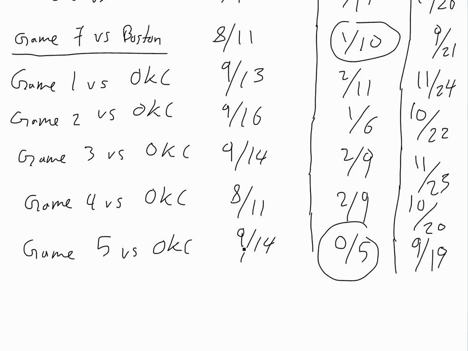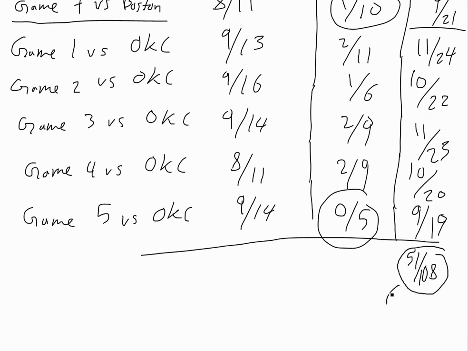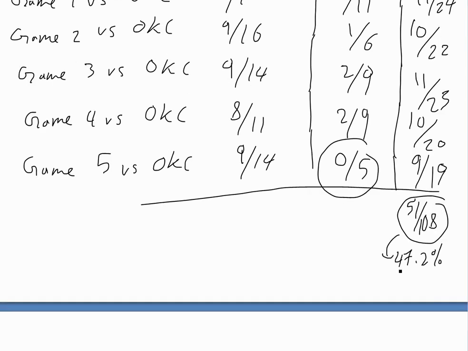Okay, so now if you sum these all up, let's say for the Finals only, he was 51 of 108 field goals, and this is 47.2%, which is just a bit less than his regular season, which was 53.1. This is the regular season. But then for the NBA Finals, let's say this is for only NBA Finals averages.